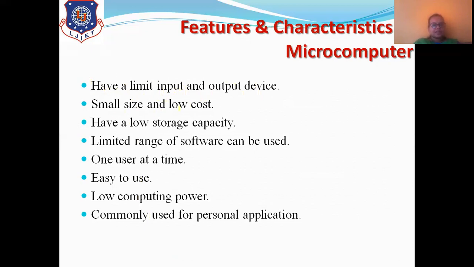It will have a small size and low cost, right? But it will have a high storage capacity, right? Then limited range of software can be used. Then one user at a time. Then easy to use, as the data has been kept centrally, and the different workers can use that particular data at the same time. Then low computing power, and last, it is commonly used for personal applications. So these are some of the listed features and characteristics of microcomputer.